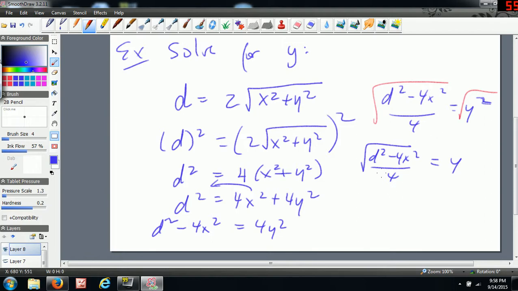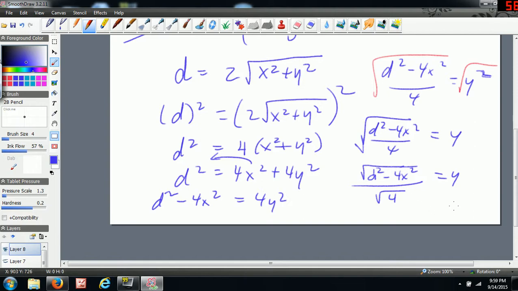Now if you want, this whole thing is rooted, but you can write it as the top rooted over the bottom. So you can write it like this, root d squared minus 4x squared all over root 4. So what happens there is you get y is equal to root d squared minus 4x squared all over 2. So that's your final simplified solution.